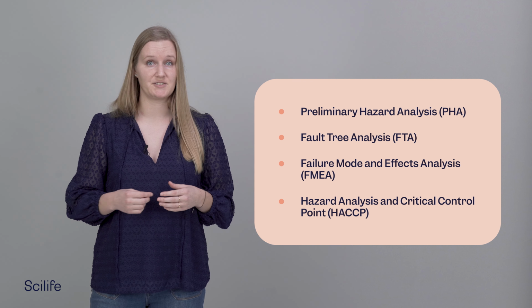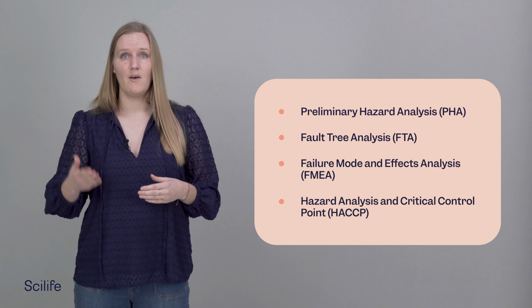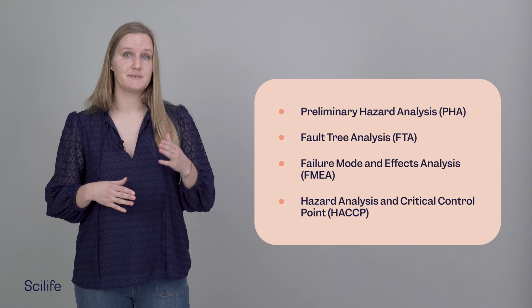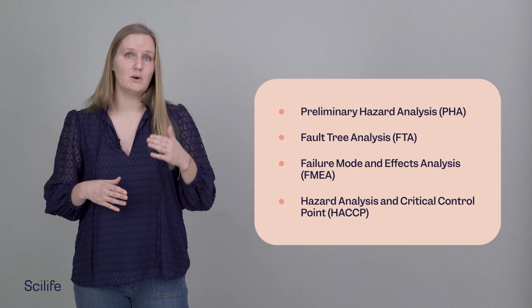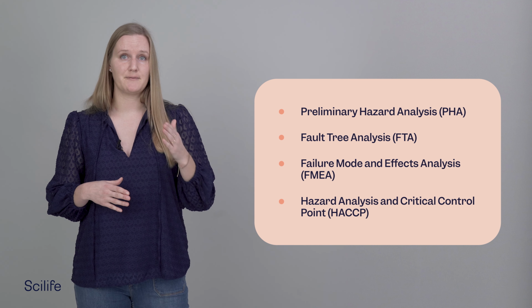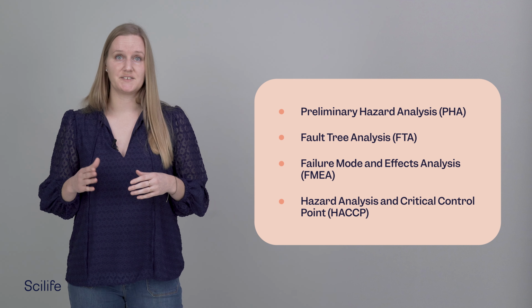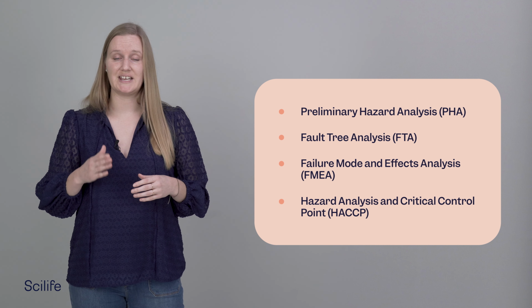There are several types of techniques to perform the risk analysis, including preliminary hazard analysis, PHA, fault tree analysis, FTA, failure mode and effects analysis, FMEA, hazard analysis and critical control point, HACCP. Preliminary hazard analysis, PHA, is a methodology that identifies hazards and hazardous situations that can cause harm when there are few known details of the medical device design.